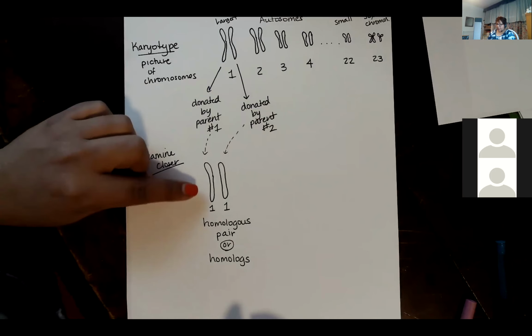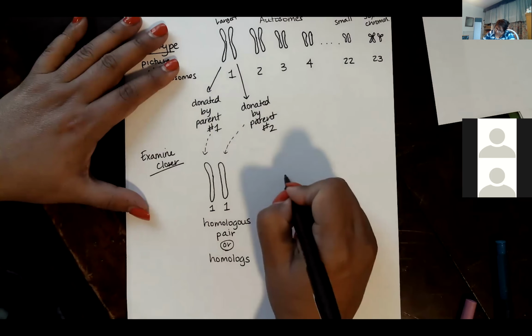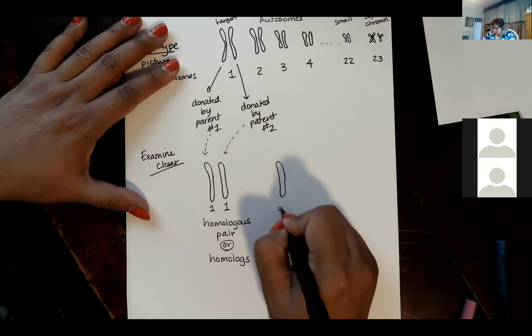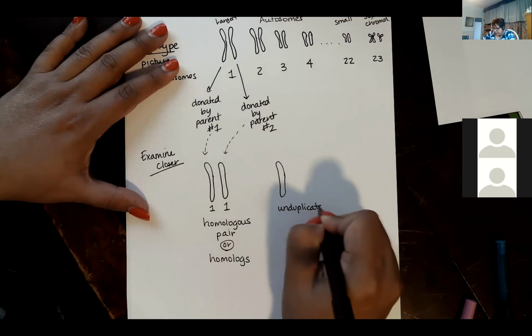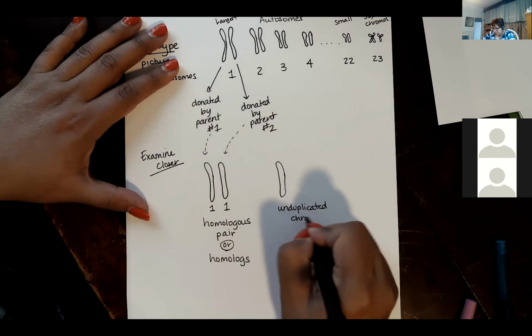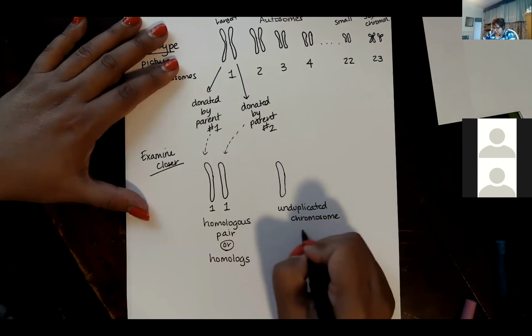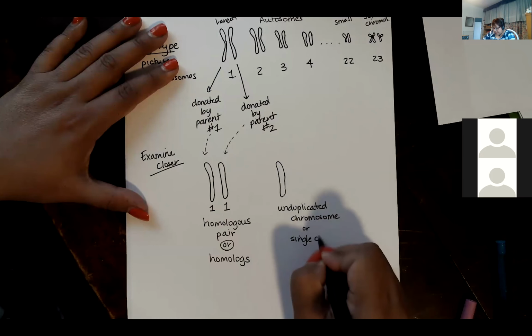Now, when they appear like this, just a single strand, we say that it is an unduplicated chromosome, or we can say it's a single chromatid.